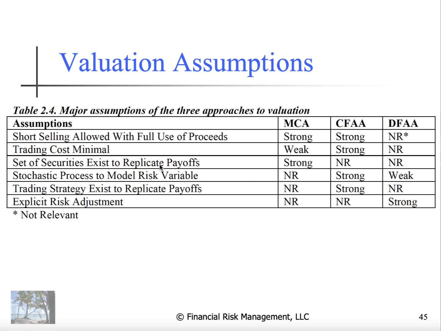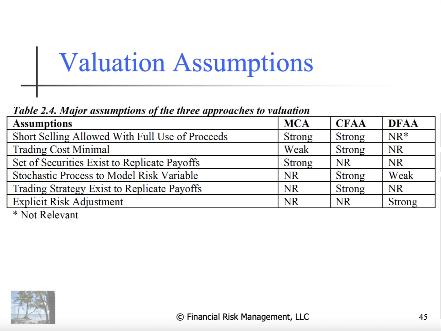A set of securities exists to replicate payoffs. It's a very strong assumption for the market comparables approach, but it's not really that relevant for the cash flow adjusted approach or the discount factor adjusted approach. Assuming some stochastic process to model the risk variable is not relevant for market comparables, because that's just a set of trades you put on today to perfectly replicate future payoffs. It doesn't matter what the stochastic process is. It's a very strong assumption with the cash flow adjusted approach. And there are some weak tie-ins to the stochastic process in the sense that the investor has to make probabilistic statements. Those probabilistic statements are typically based on at least an implied stochastic process.